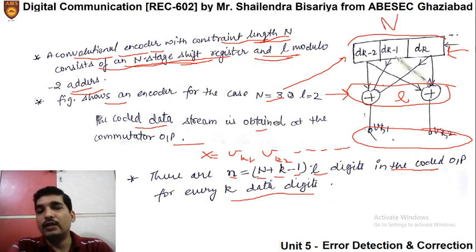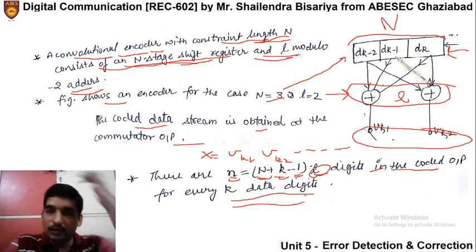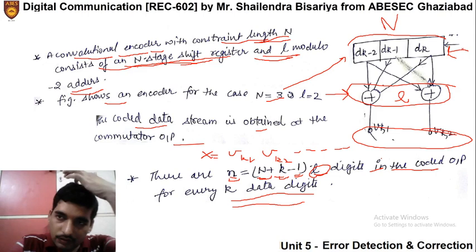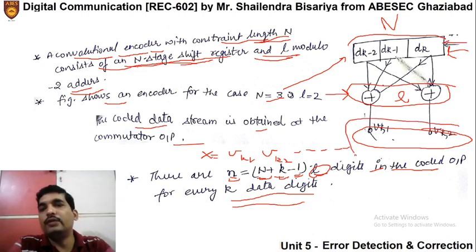So we can easily find that there are n equal to capital N plus small k minus 1 into L digits in the coded output for every k data digits. When you take some example, insert some bits here and then calculate the output, it will be clear to you in a proper manner.